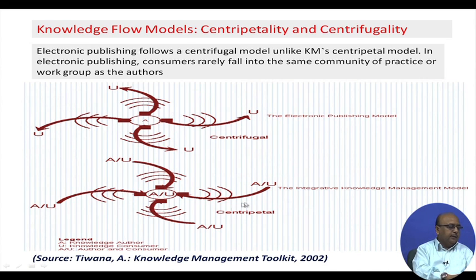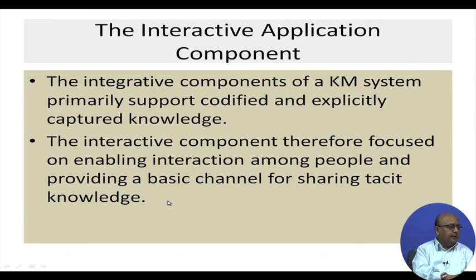Okay. So, if it is centripetal, then you have both capabilities, where you go for integrative as well as interactive knowledge, right. So, the interactive application component is very important. Okay. It also supports both kinds of knowledge, tacit and explicit knowledge, while integrative supports only explicit knowledge. Okay. And that is why you should focus more on having a system which is interactive in nature, right, because it provides you a channel to share knowledge across people. Okay.